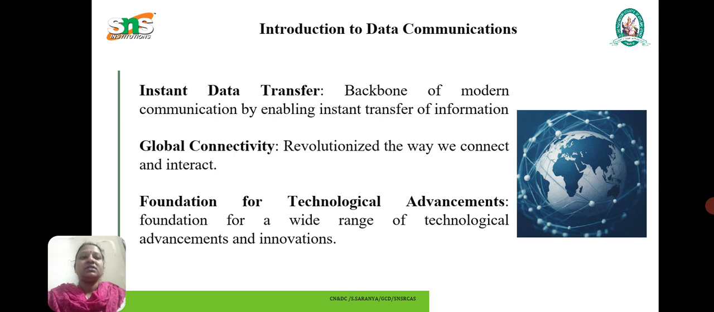Introduction to data communication. Data communication is the backbone of the modern communication system that is used for transferring information from one computer to another computer, or one device to another device. We explore how data is exchanged digitally between devices, enabling everything from simple emails to complex video conferencing and global business operations. By the end of this presentation, you will gain a clear understanding of how data communication works and its significance in our interconnected world.